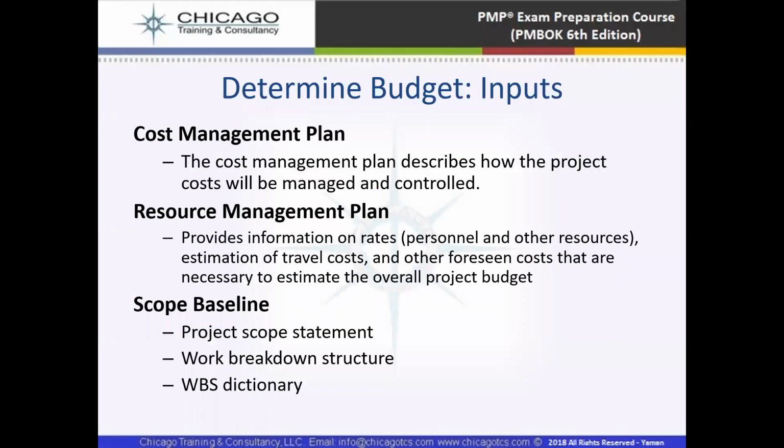So the input to determine budget is the cost management plan. The cost management plan describes how the project budget will be managed and controlled. And the resource management plan will give us information on the travel costs and the unforeseen costs necessary to estimate the overall project budget. And then there is the scope baseline, which includes the project scope statement, the work breakdown structure, and the dictionary of the work breakdown structure.